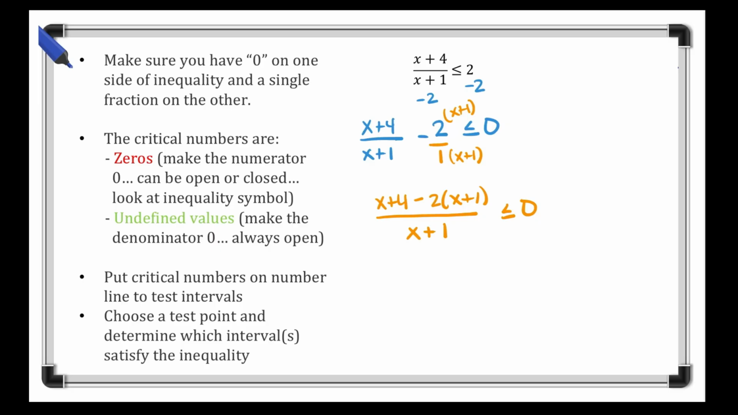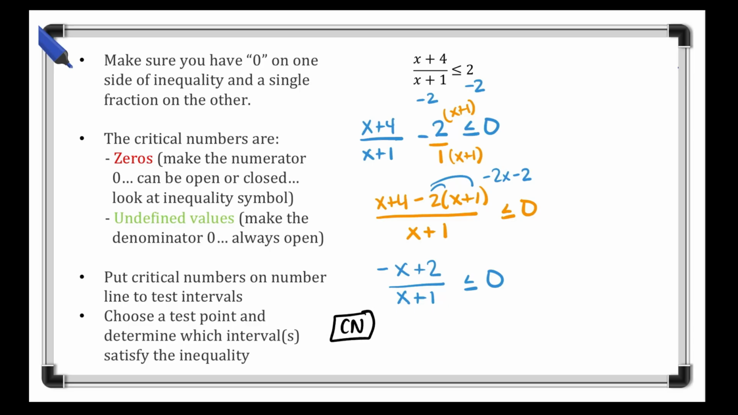We're going to go ahead and distribute. So this would be a negative 2x minus 2. So if we combine our like terms with this x plus 4, you're going to get a negative x, and then a positive 2, divided by x plus 1, is less than or equal to 0. All right, now you have a single fraction and you have a 0 on one side. So you can find your critical numbers.